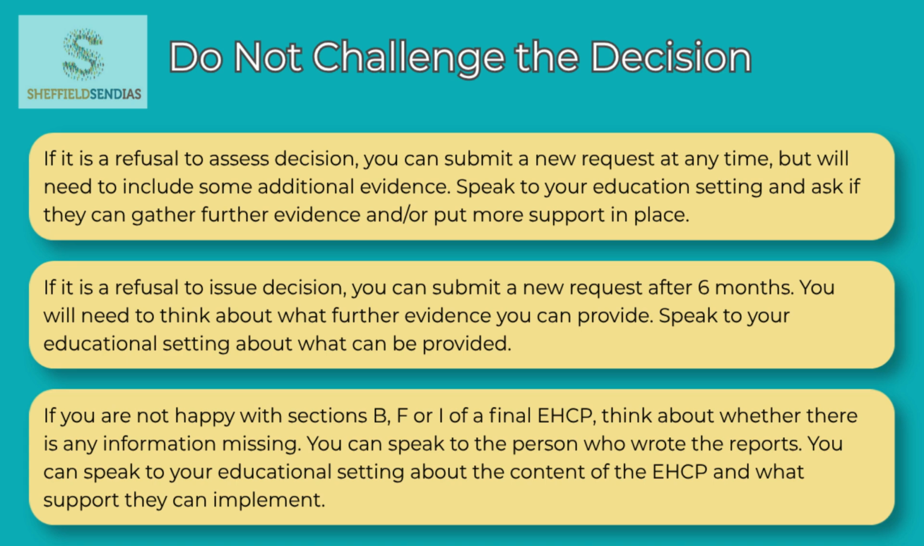If you're not happy with sections B, F or I of a final EHCP, think about what information is missing in those sections. Was something written in a report that's not been included, or maybe the plan does not give you a true picture of your child or young person's needs and the support they require. You can speak to the person who wrote the report if you have any questions about what they've written.